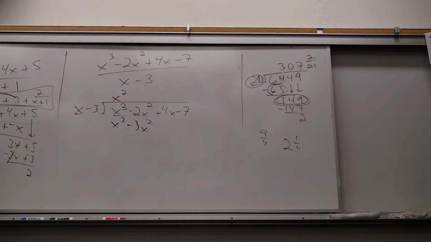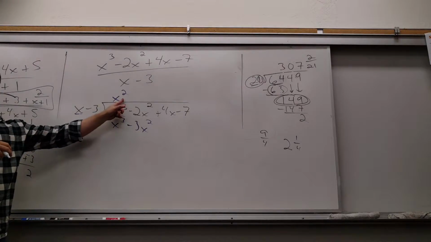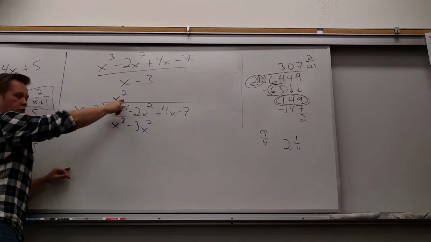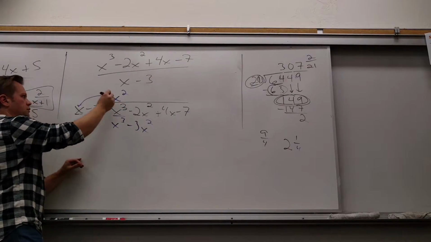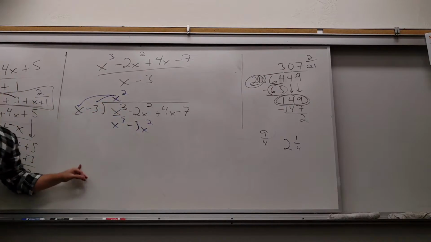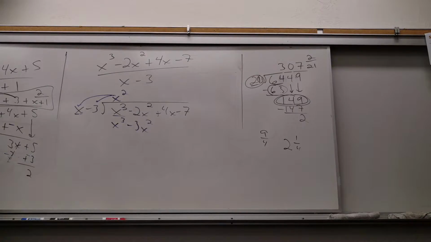Are you cool with the x squared? All right. x times what is x cubed? x squared. Then you say x squared times x is x cubed, and x squared times negative 3 is negative 3x squared. So you divide each of the x and the -3 into each term. That's what we end up doing.